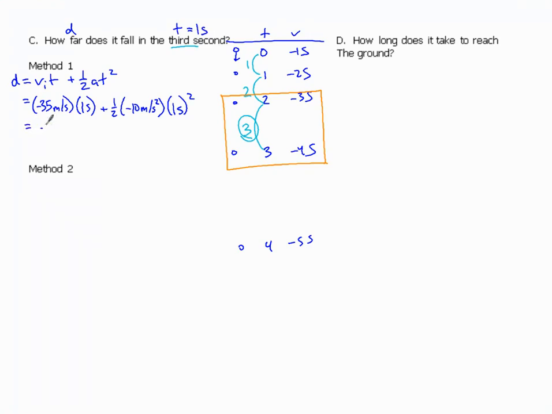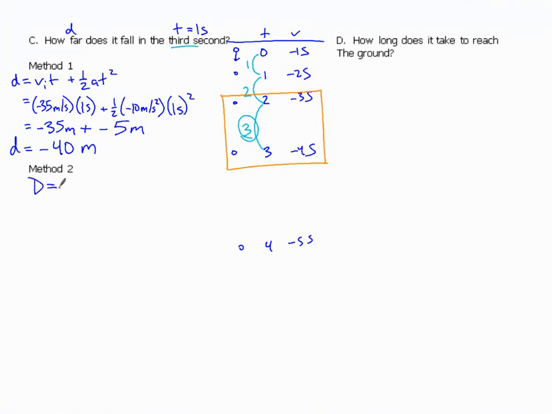So here we have negative 35 meters plus negative, so we've got negative 5, and here it is. And so the total distance here is negative 40 meters. You could just say it falls 40 meters.